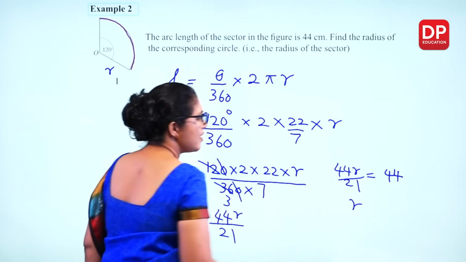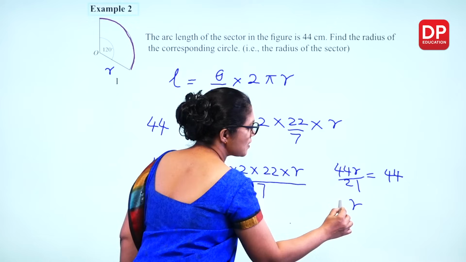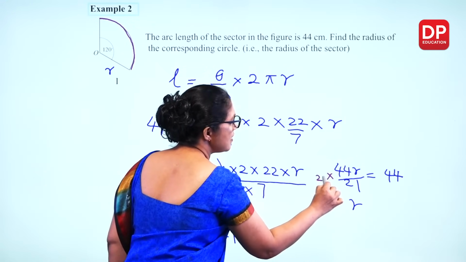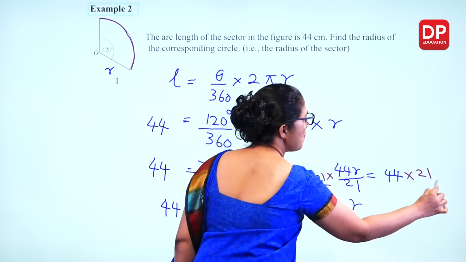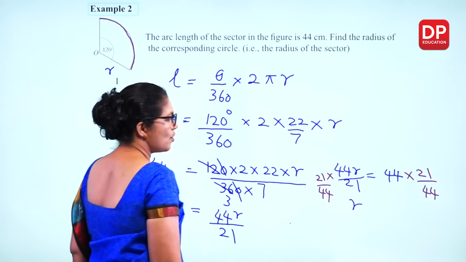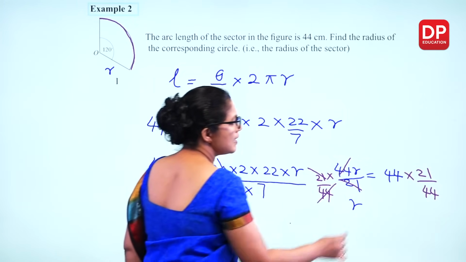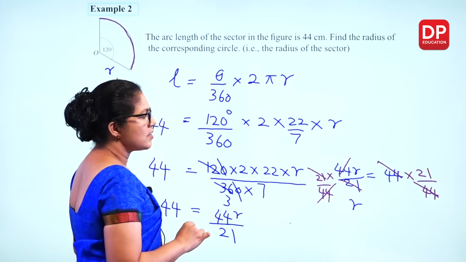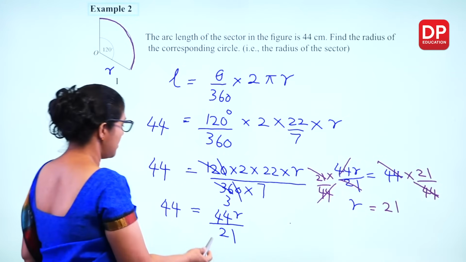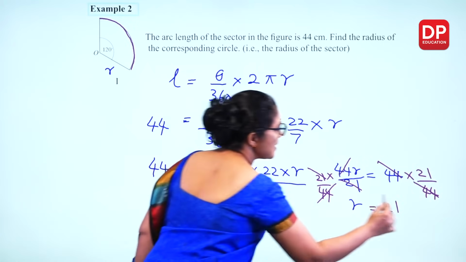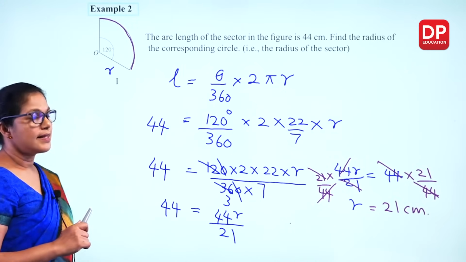How can I find r? You have to do the opposite operations. Opposite operations means you first multiply by 21 and divide by 44. Then you do the same thing for the other side: multiply by 21 and divide by 44. So what happens? 21 and 21 get cancelled out, 44 and 44 get cancelled out here, and 44 and 44 get cancelled out here as well. So what's the answer? r equals 21. What's the unit? Centimeters. So we can easily find the r value when the arc length is given.